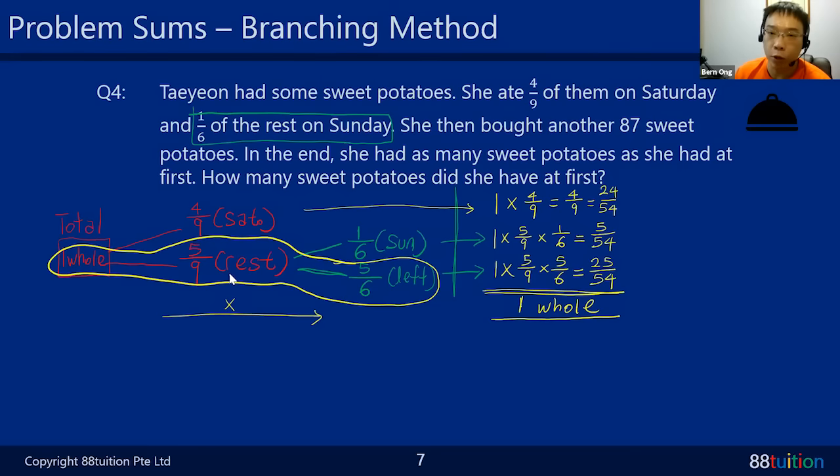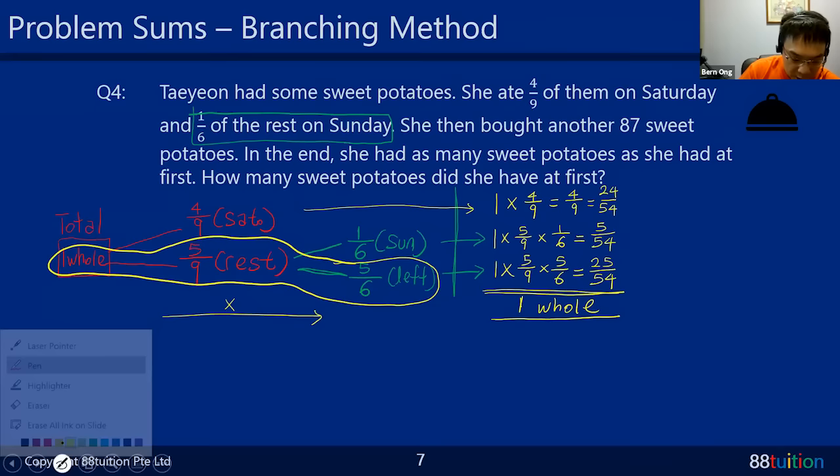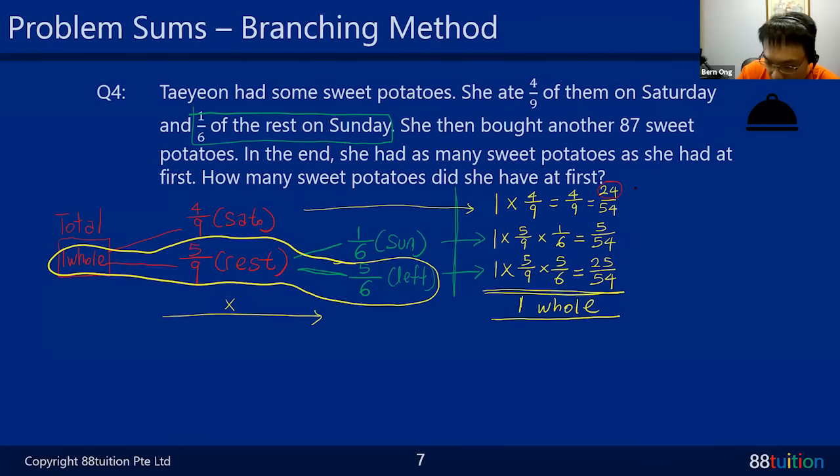So this 87 sweet potatoes represents what? It must represent the amount that she ate, right? She ate 24 on Saturday. She ate 5 on Sunday. So after eating these 29 units, no more. Then she goes and buys another 87. The total becomes the same again. So this 24 plus this 5, this 29 units, represents the amount that she bought. So I have my 29 units here. So this 29 units is what she bought back.